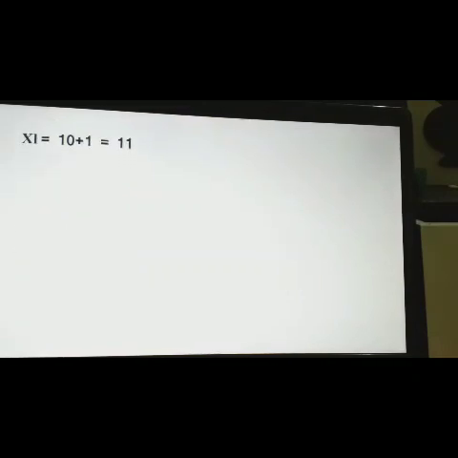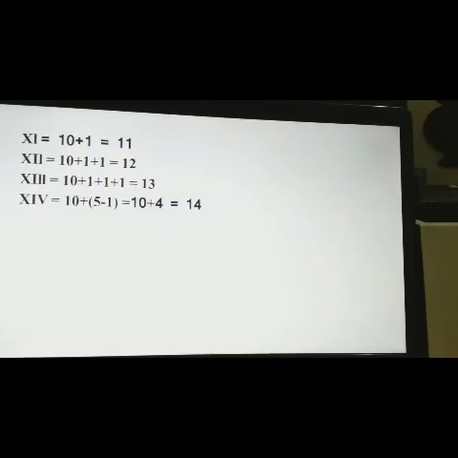XI, that means 10 plus 1 is equal to 11. XII, that means 10 plus 1 plus 1 is equal to 12. XIII, that means 10 plus 1 plus 1 plus 1 is equal to 13. XIV, that means 10, and IV means 5 minus 1 is equal to 4, that is 10 plus 4 is equal to 14. XV, that means 10 plus 5 is equal to 15.